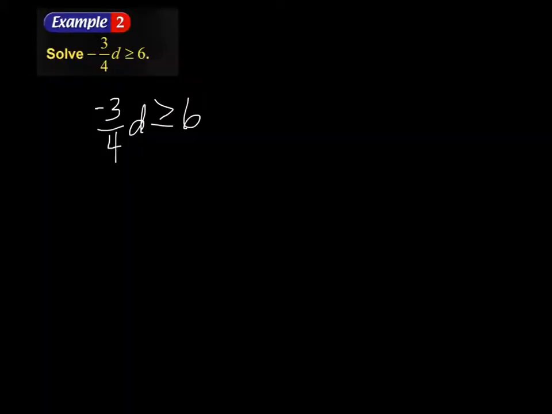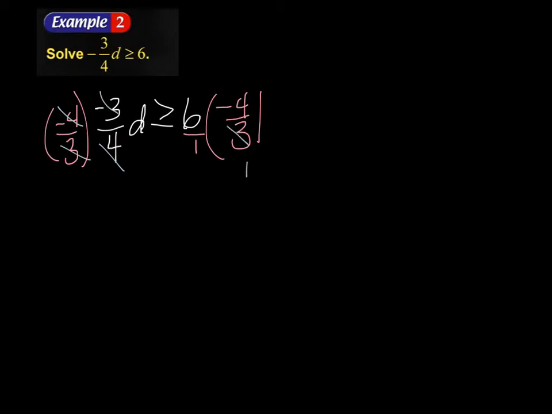If I want to get rid of a fraction, we're going to multiply both sides by its reciprocal. So the reciprocal of -3/4 is -4/3. And I'm going to put that over 1 just to make it easy to multiply. Cancel, cancel, cancel, cancel. I can cancel the 3 and the 6. So I have d. Now I multiply both sides by -4/3, so I need to switch it to is less than or equal to. 2 times -4 is -8.